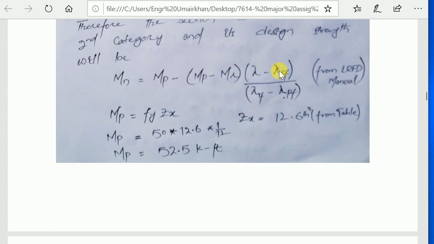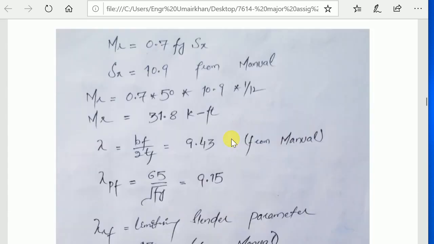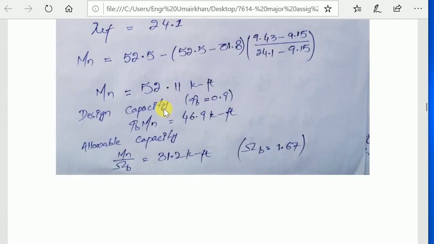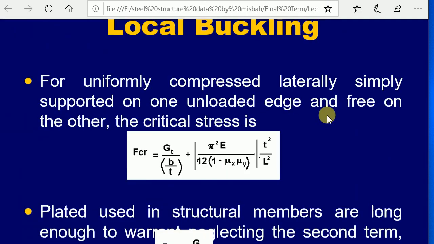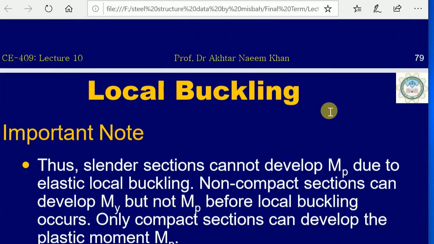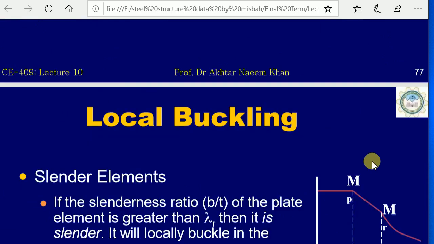Now, very interesting terms which are very necessary to understand: your Mn, this is your nominal moment capacity. From the graph it is clear that the second category, B's strength lies in between two values, Mp and Mr. So your strength Mn must be greater than Mr but less than Mp. So you have to check it.